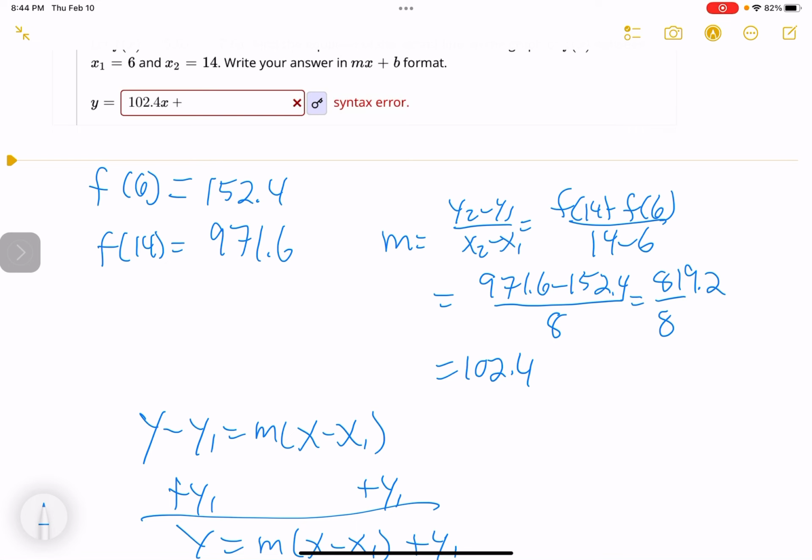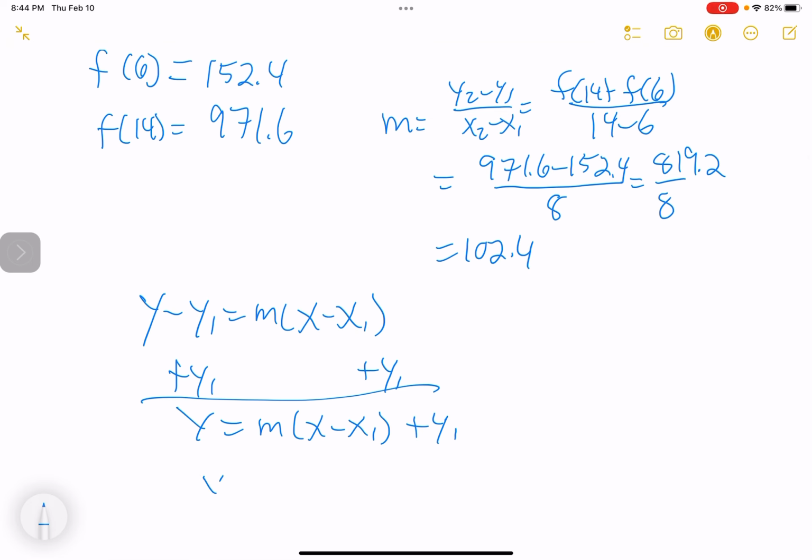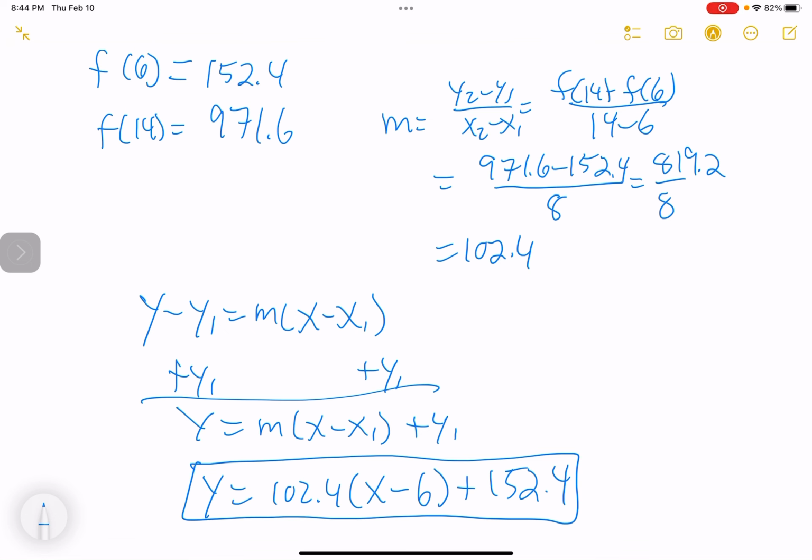If you're going to match the format of the answer that they gave, what we're going to have is y equals 102.4 times x minus 6 plus our y1, which is 152.4. And that's it. So if you get a different version of this problem, that's how the process would work out to get the answer. Hope that makes sense.